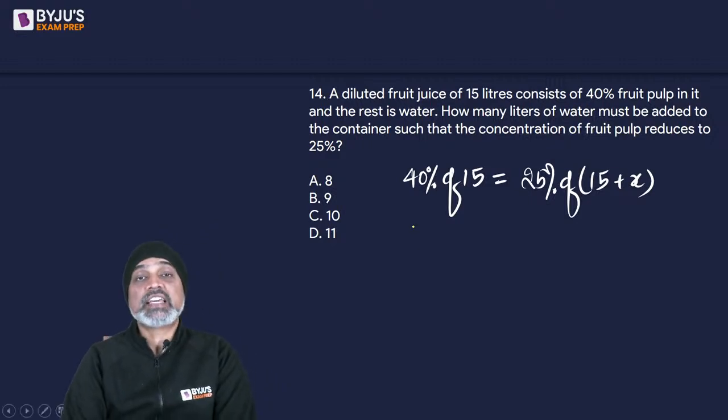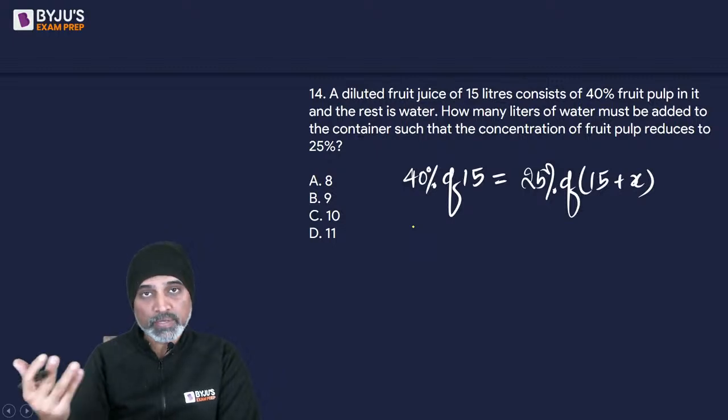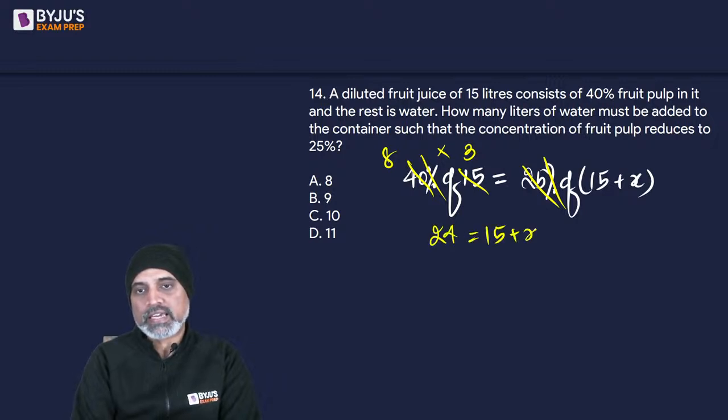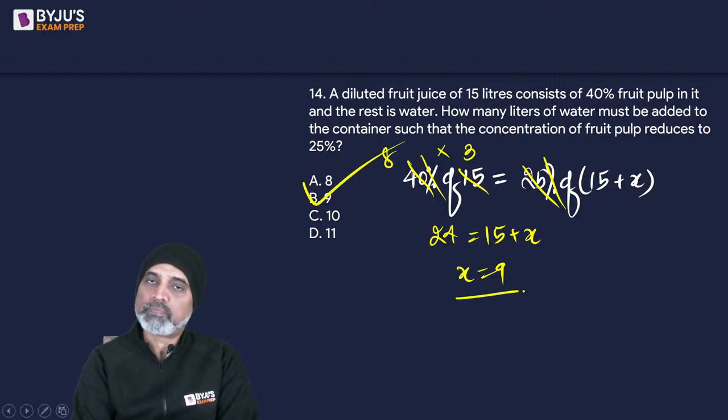So where x is the amount of water added to it, so that the total volume of the juice becomes 15 plus x. So percentage gone, 25 will take care of this as 8 and 15 will become 3. So we will have 24 is equal to 15 plus x. That will result in x is equal to 9. B becomes our answer.